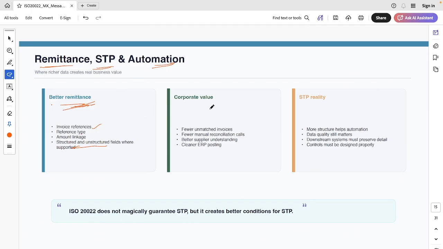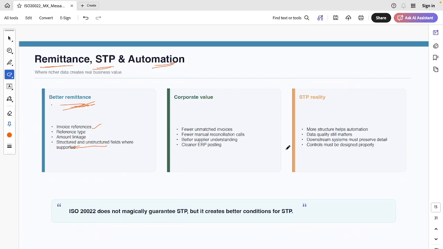However, ISO 20022 does not magically guarantee automation. The data must be captured correctly upstream, okay, preserved through the payment chain, and consumed properly downstream. If one system captures rich information and another system flattens it into free text, the benefits are reduced. So as a BA, you must focus to define what remittance information is required, where it comes from, whether structured and unstructured options are allowed, how much data downstream system can support, and how reconciliation will use it. Okay.